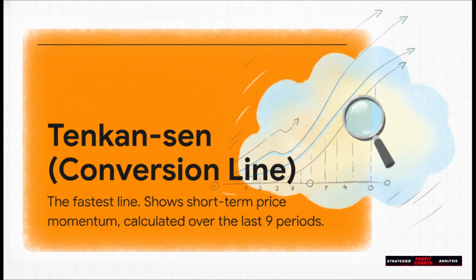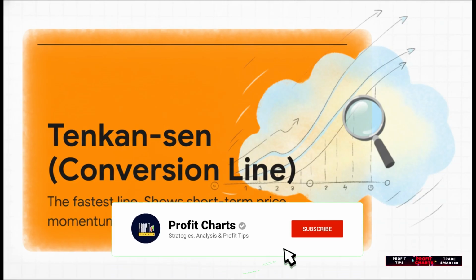First up, we've got the Tenkan Sen, also called the conversion line. Now this is our speedster. It's the fastest line, calculated over the last 9 periods. Think of it as the market's pulse. It's super sensitive to what's happening right now, making it a great gauge for immediate momentum.